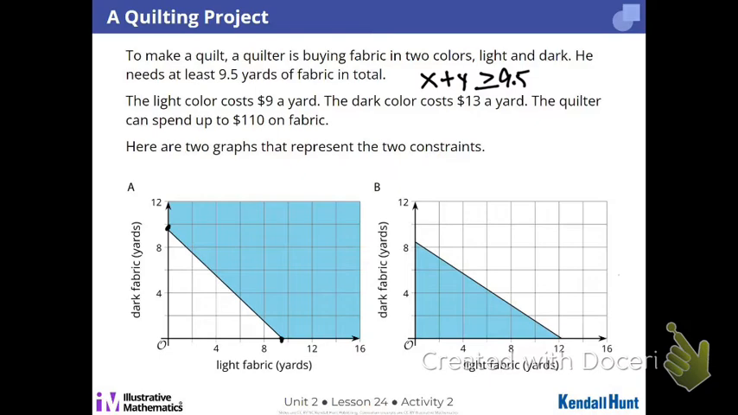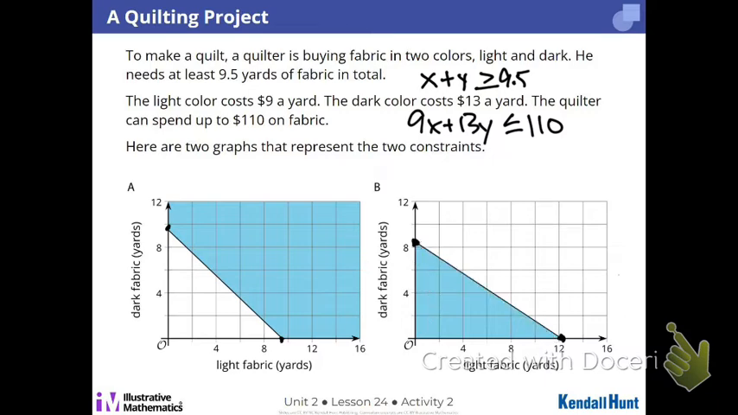The second constraint, Evan: 9x plus 13y is less than or equal to 110. So that's our budget. The most we can spend is 110. There's if we bought only light-colored fabric. Here's where we bought only dark-colored fabric. And on the line is $110. But we can also spend anything less than that, okay?